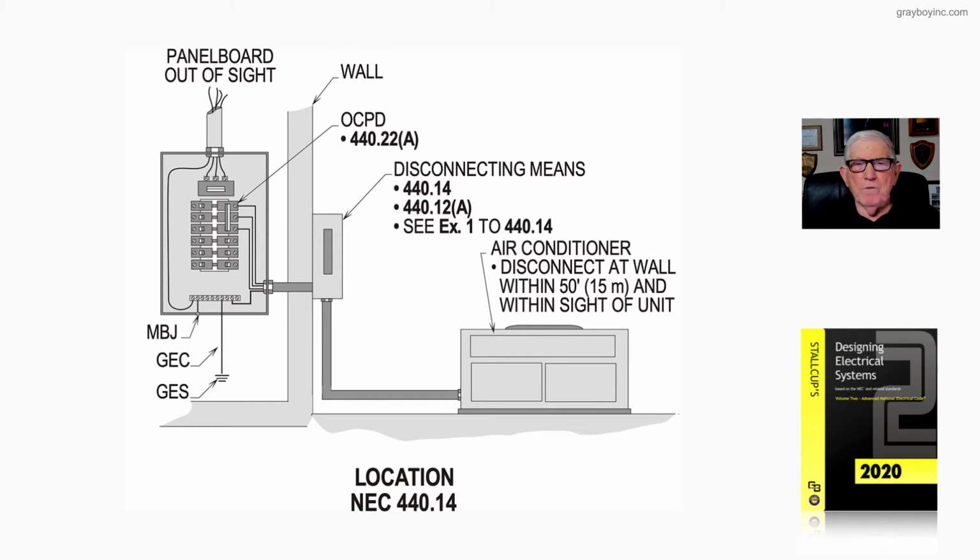NEC. But 440.14 deals with the disconnect location for an AC unit. 440.12(A) deals with sizing the disconnecting means to disconnect the AC unit under a running current and locked rotor current. Now, the exception 1 to 440.14 reviewed in the previous illustration showed an industrial site compressor in the location of the disconnect where it could be located.